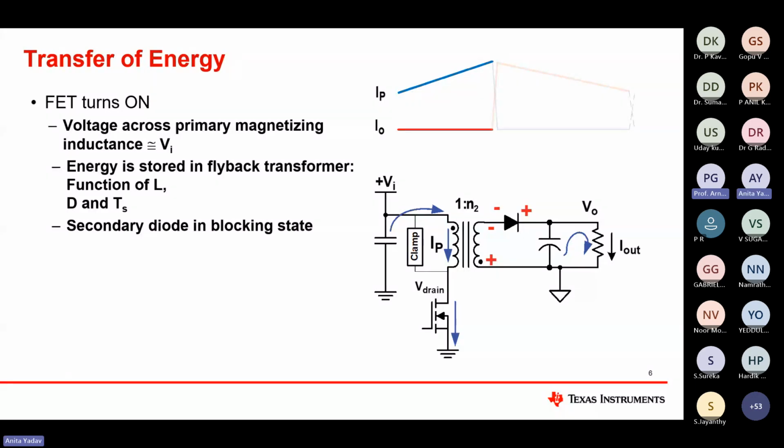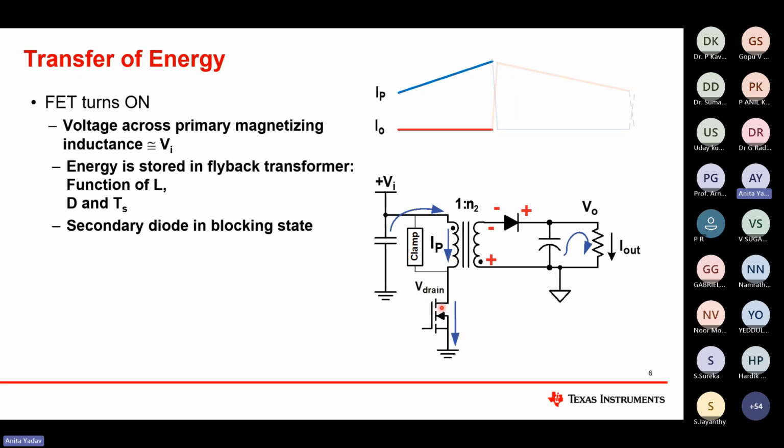Okay, sorry. So we can divide, let's say we are talking about one cycle period, and we can divide the time period into three segments: on time, commutation time, and off time. So what happens during the on time? On time, we are talking with respect to the primary side FET.